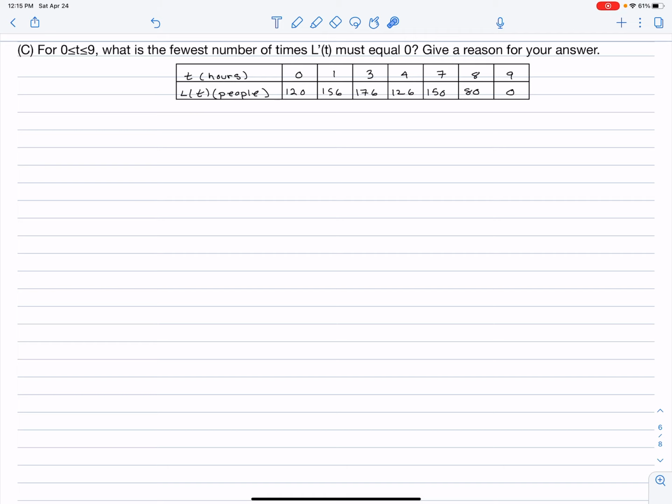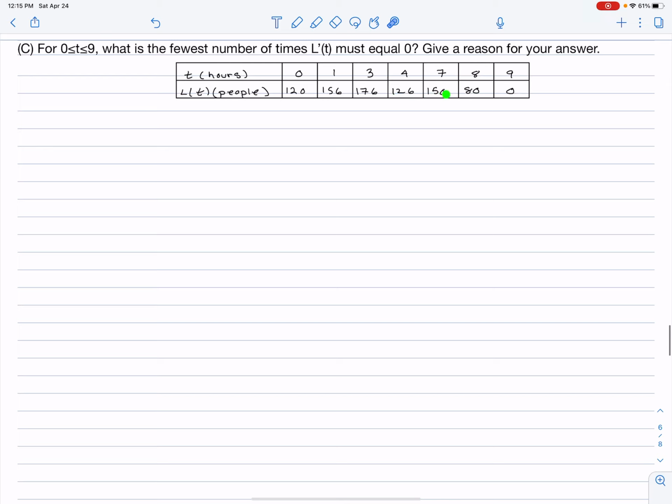So that's 1. But then we go from 3 to 4, we're decreasing. 4 to 7, we're increasing. So somewhere on the interval from 3 to 7, there must be another critical value or a place where it equals 0. And then from 7 to 9, we are decreasing. Therefore, on the interval from 4 to 9, there must be another critical value or a place where it equals 0. So we know there's 3, but how do we justify it, right?